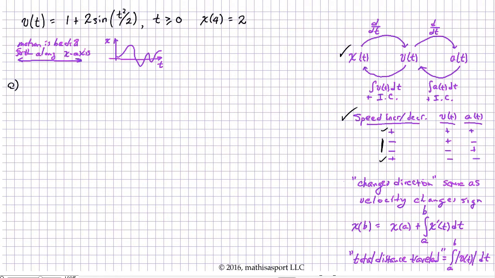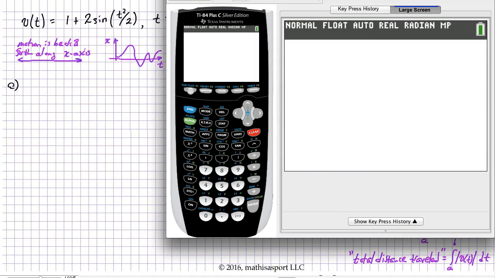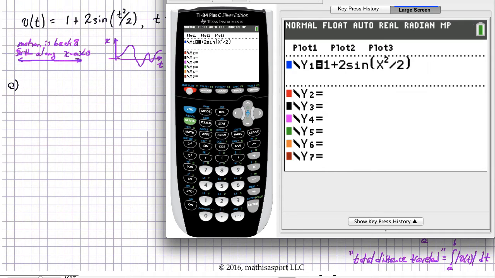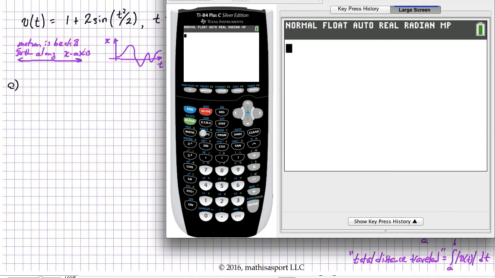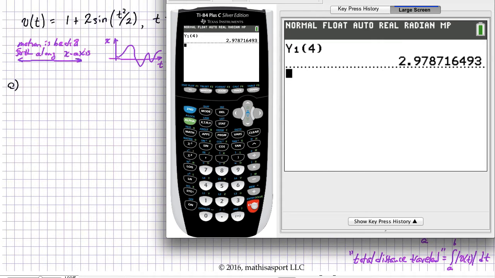So I've got my calculator here, and I've already put in the formula 1 plus 2 sine x squared over 2 into y1 because I'm going to be referencing it throughout the problem, and I don't want to have to input it multiple times. Okay? So what do I need to do? First, they want to know the velocity at time 4. Well, I can reference y1 like this, and then I say just tell me what it is at t equals 4. 2.9787. But I also, so that's positive.